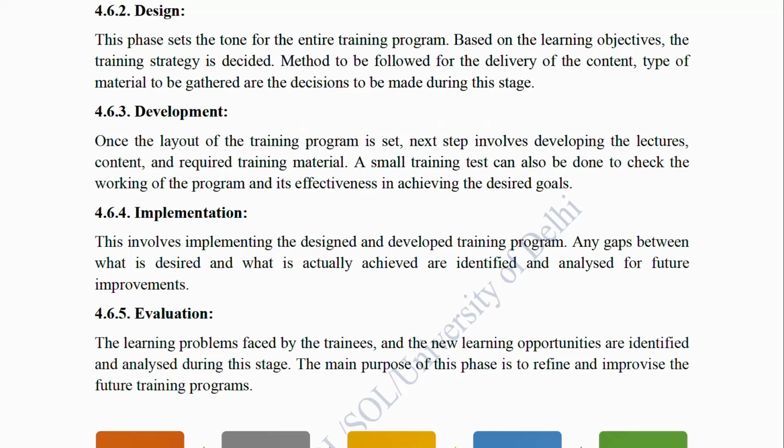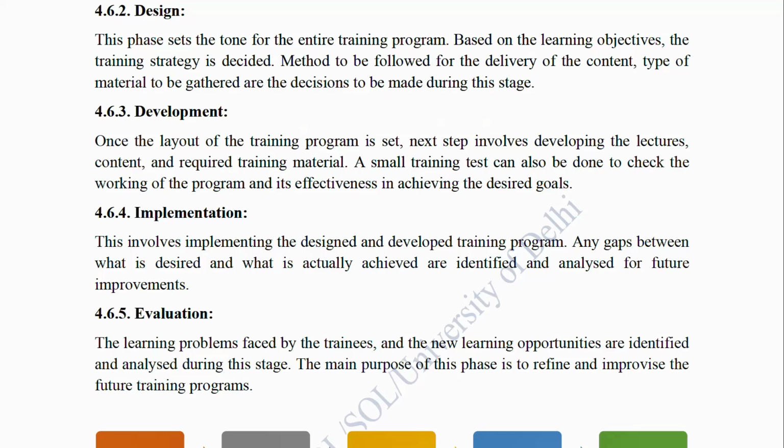4.6.4 Implementation. This involves implementing the designed and developed training program. Any gaps between what is desired and what is actually achieved are identified and analyzed for future improvements.